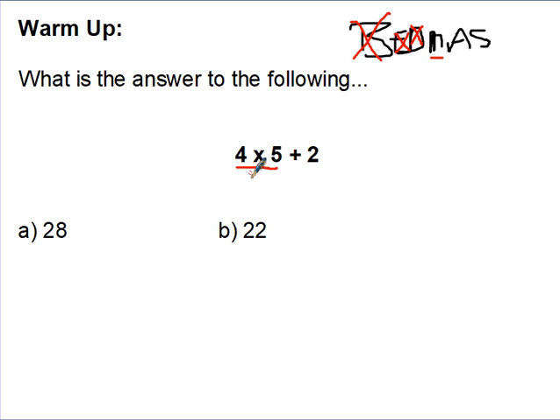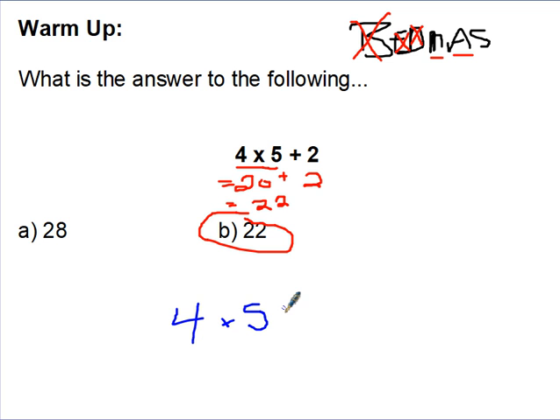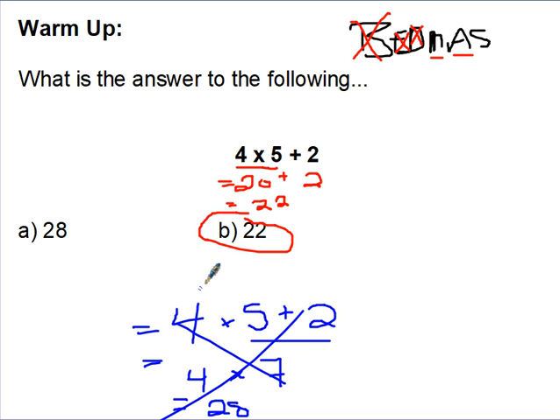4 times 5, in my calculator says 20, plus 2, right? 20 plus 2, and right away, addition is next, okay, 22. So this would be the correct answer. But can you see how they would get 28? You could get 28 if you did this a little wrong. For example, if you did 5 plus 2 first, 4 times 7, 4 times 7 is 28. However, this is wrong because we did not follow the order of operations. We did not follow BEDMAS. So 22 would be the correct answer to this warm-up.